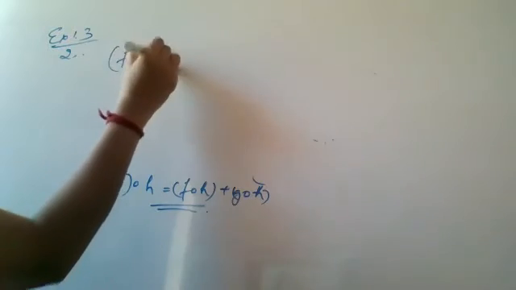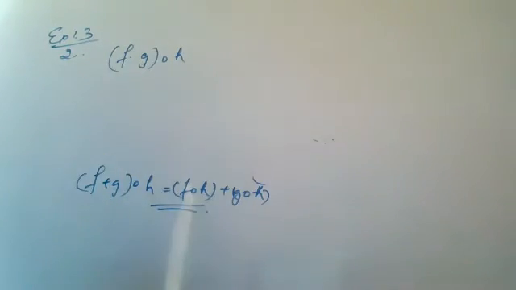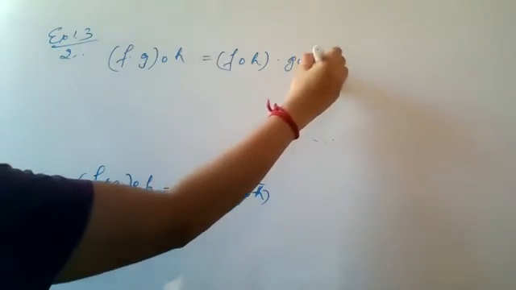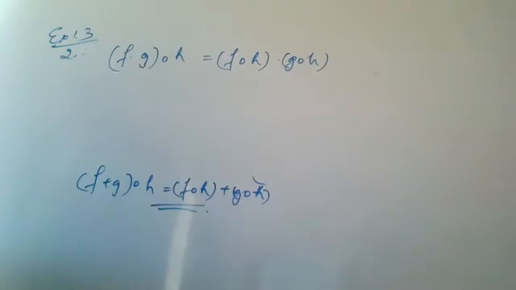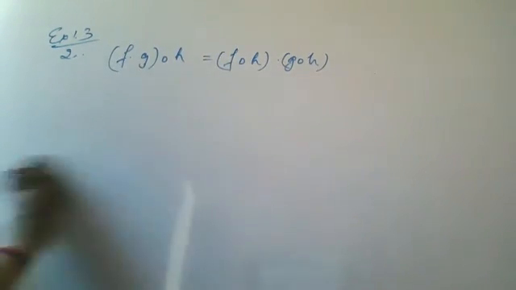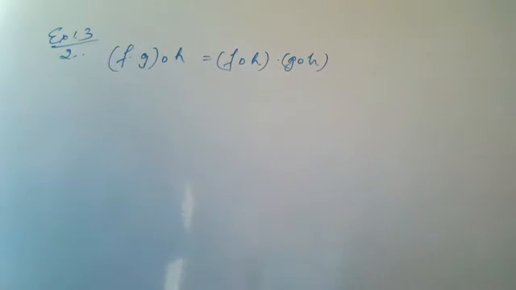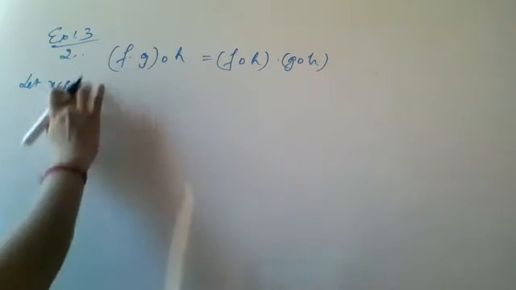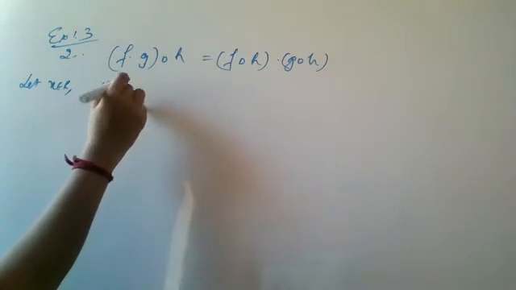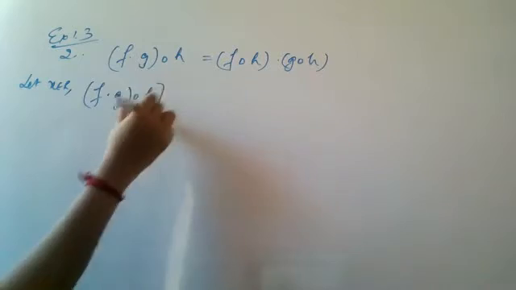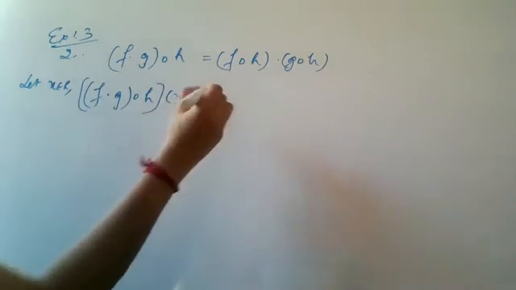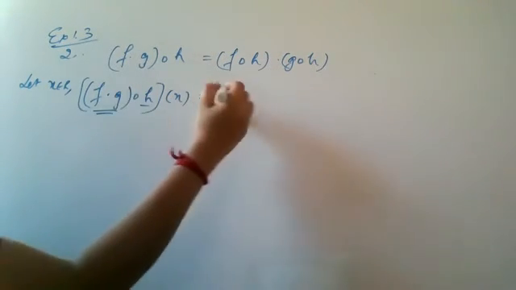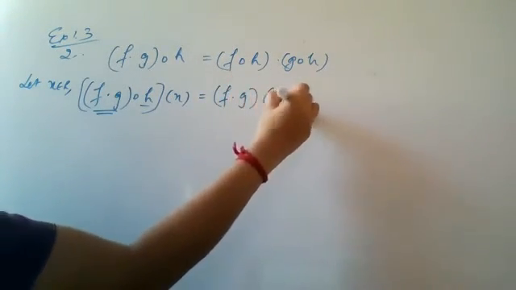The second one is (F dot G) composition H is equal to (F composition H) dot (G composition H). Again, composition distributes over multiplication. So what you are getting: F dot G, again starting with X belonging to R. Start with (F dot G) composition H of X. Take this as one function and this as another. You apply the composition first, so you will get (F dot G) of H of X.